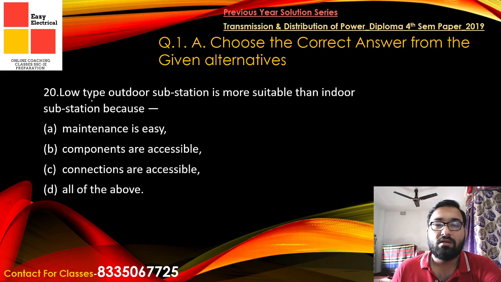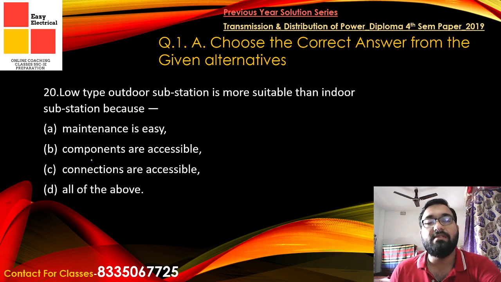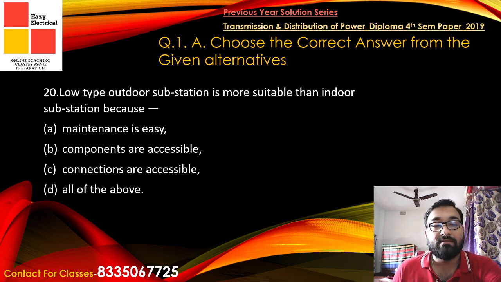The next question is, low type outdoor substation is more suitable than indoor type substation because maintenance is easy, components are accessible, connections are accessible, and all of the above. So you can see that when we are talking about an outdoor substation, these are all the factors. Suppose there is a fault that is happening. If a fault occurs, the clearance of the fault, the maintenance, that is the part of the maintenance, is very much easy in an outdoor substation.